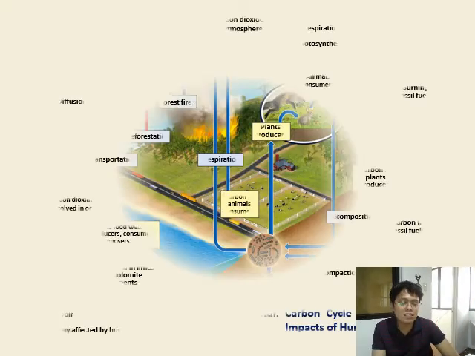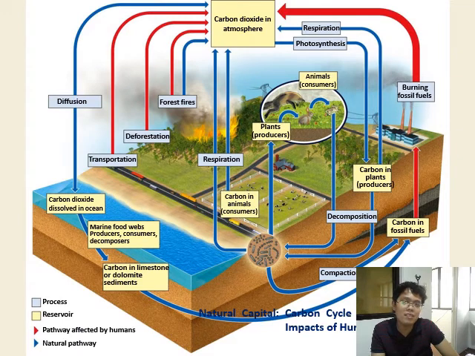This is a model that illustrates the circulation of various chemical forms of carbon in the global carbon cycle, with major harmful impacts of human activities as shown by the red arrows. So we'll start with the reservoirs. The reservoirs are those in the atmosphere, the animals themselves, the consumers, and then the plants, the producers, and then the carbon in fossil fuels, and carbon in limestone or dolomite sediments, and the carbon dioxide dissolved in the ocean and in the food web of the marine ecosystem. Those are the storages, or reservoirs, of carbon.